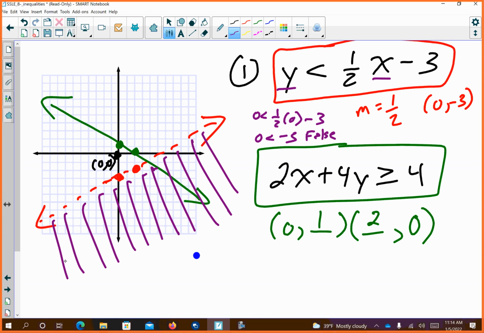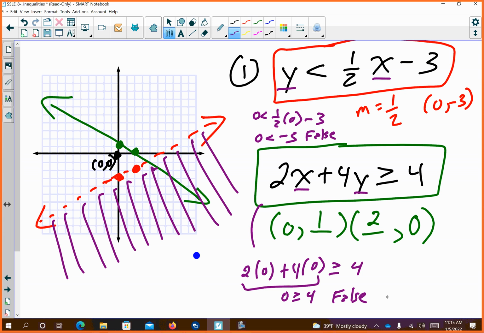All right. So then I'm going to plug 0, 0 into this. I'll plug it in here and here. So I get 2 times 0 plus 4 times 0 is greater than or equal to 4. Does this just give me 0? Is 0 greater than 4? Yes or no? Yeah. 0 is greater than 4? Yeah, what's that? Silly you.